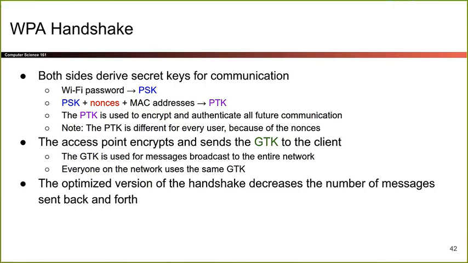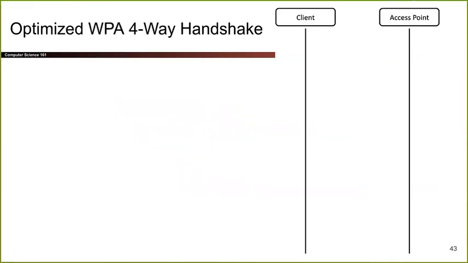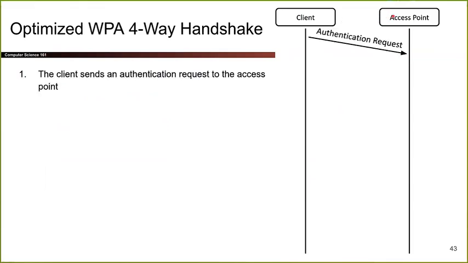If the last slide didn't make sense to you, feel free to just stick with this. But if you want to see how it's optimized, this is the optimized version. So again, client, access point. We're going to try to minimize the number of arrows going back and forth here, right? So I don't want 7, I want fewer than 7. And this slide already kind of spoils that.